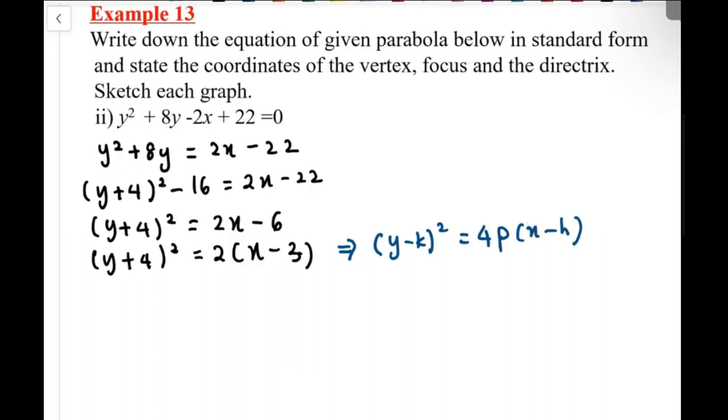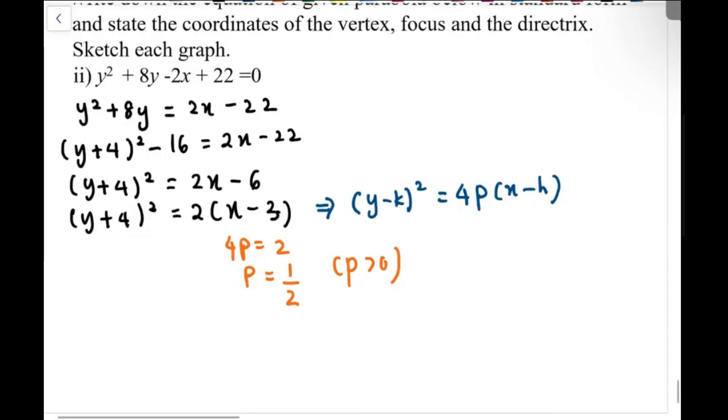Okay. Alright, so dah settle dah cantik. Now we can find value for p. So for p in this case is 2. P will be half. P is positive in this case. Y squared, so kita tahu dia akan open to the right.